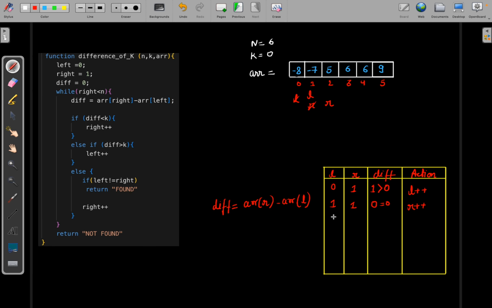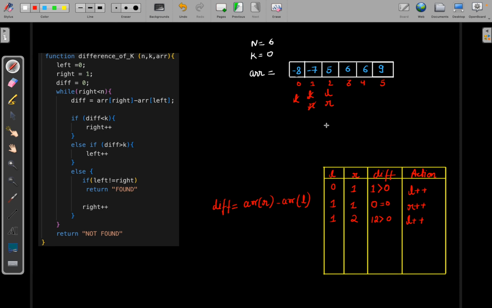So my left pointer will be the same, right pointer pointing to 2. I will come back again. Is right still less than n? Yes, it is still less than n. What is the difference? So 5 minus of minus 7, that will be plus, so that will be 12, which is greater than 0, far greater than 0. So is the difference less than k? No, difference is greater than k, so do left plus plus. So I will do L plus plus. I will move my left pointer here.